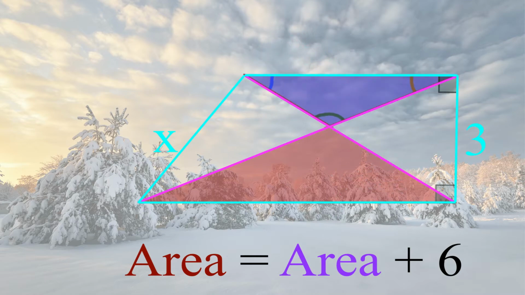Okay, so we have these similar triangles. Where do we go from here? Well, it kind of makes sense to use the information that's given. We were told a relationship between the area of the two triangles, so let's start there.